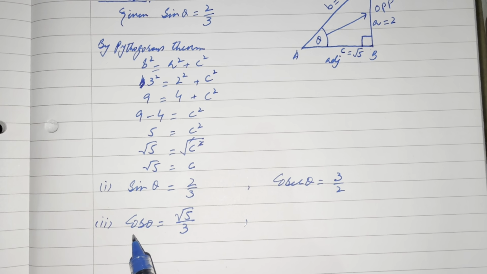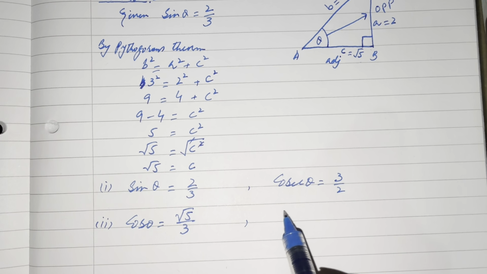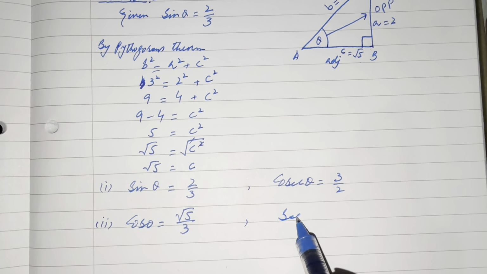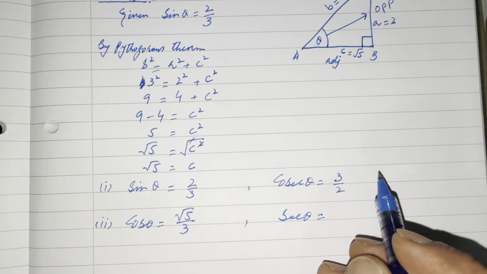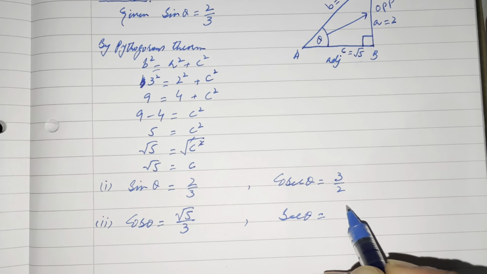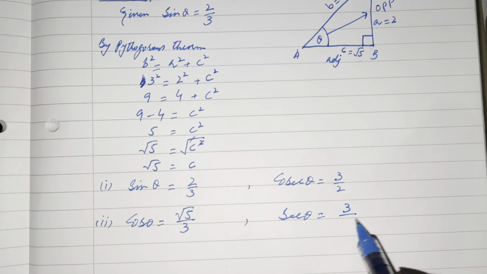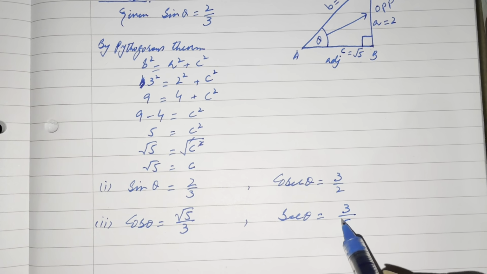Now with the help of cos theta, we can find the ratio secant theta, because secant theta is the opposite of cos theta. So that can be written as 3/√5.